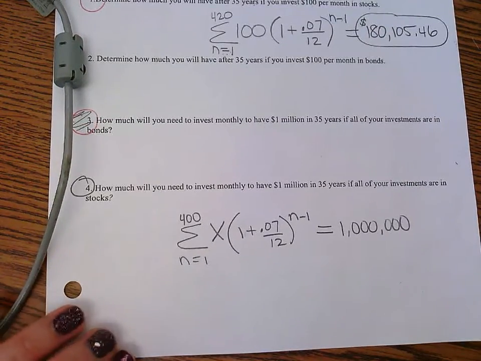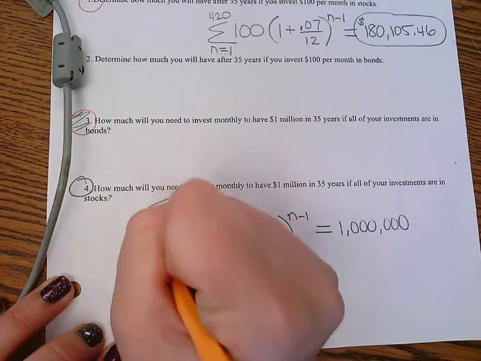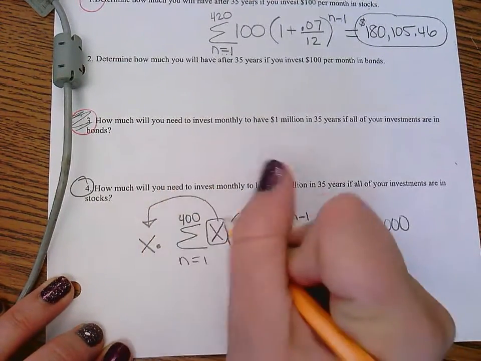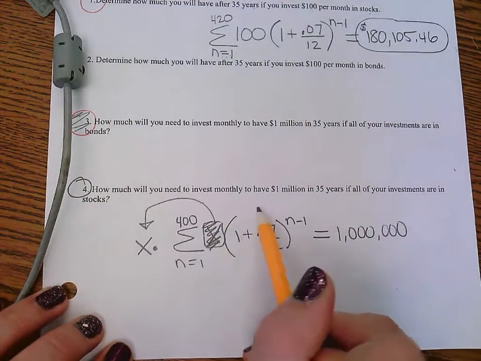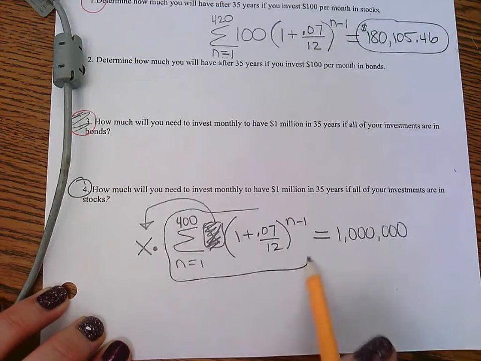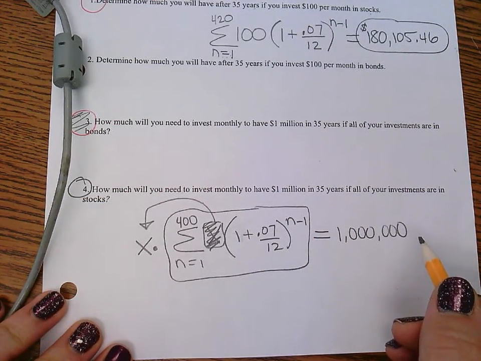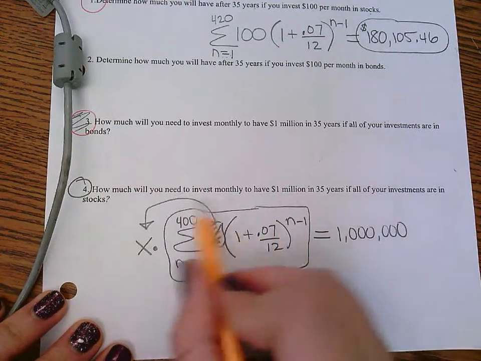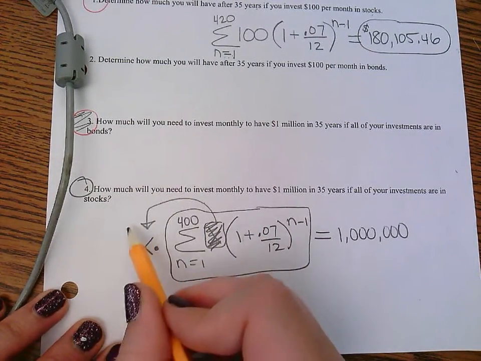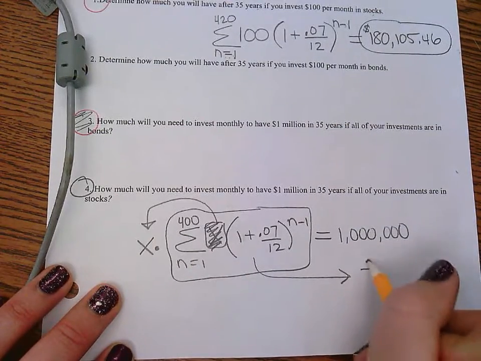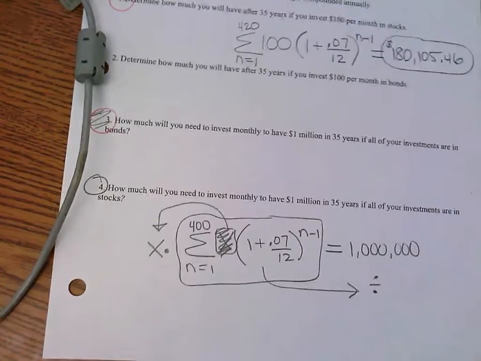So what we learned last class is that we can actually take this constant out front and use it as a multiplier to get rid of it. So now this is a number that I can compute on my calculator. So it's basically like this is the interest that I will get. This is my monthly investment. So I'm going to take 1 million and divide by this number to see what I would get for X.